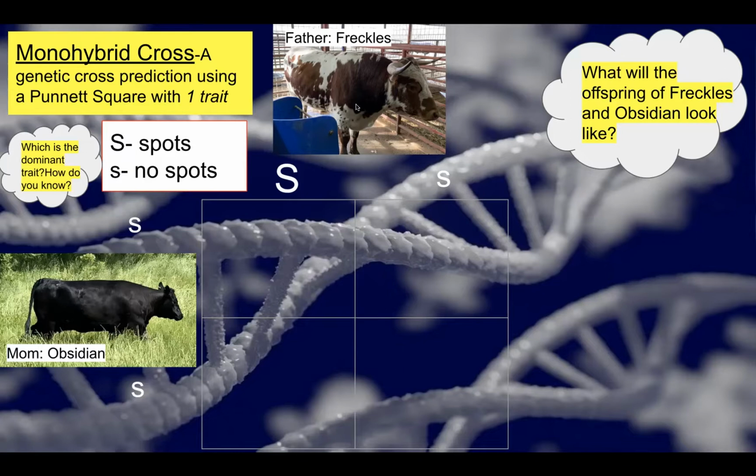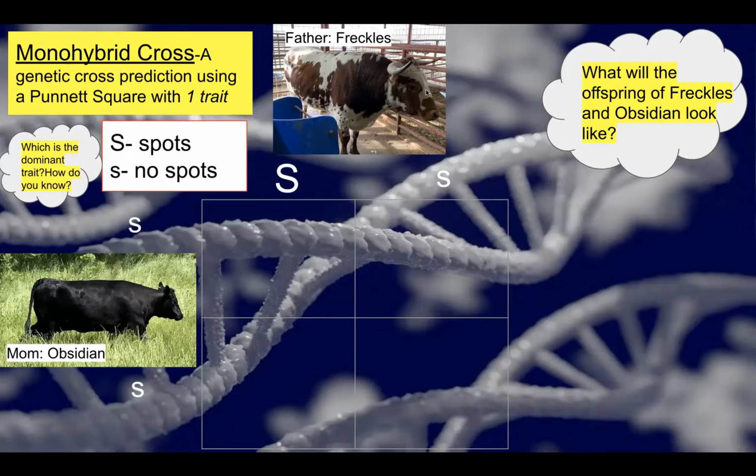In this case, for our example, we're going to say that the dad, Freckles, is a heterozygous individual because he has a capital S and a lowercase s for his genotype. Because he has 2 different alleles, he is heterozygous. Now let's look at the mom. The mom has 2 lowercase s's, so she is homozygous because she has 2 of the same. Now we're going to see what happens when we cross the two.